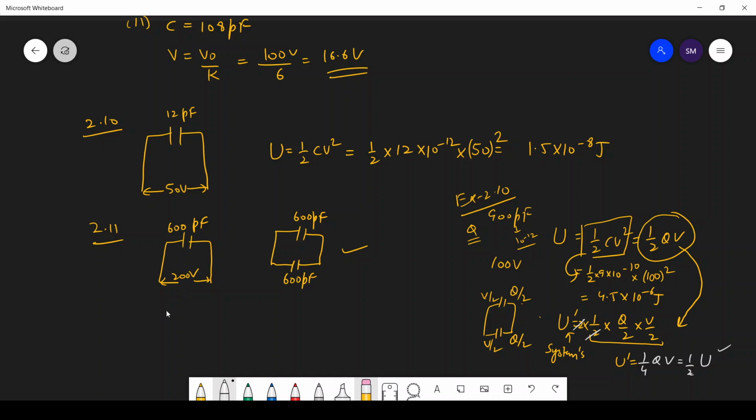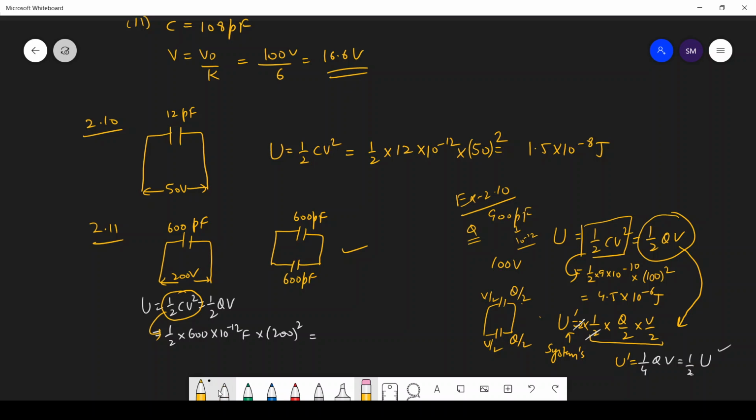So similarly, you can do this question here also. U is equals to half CV square, that is equals to half QV. So use this formula, half CV square. So half into C is 600 picofarad, 10 to the power minus 12 farad, into 200 square. So obviously I'm using this formula over here.